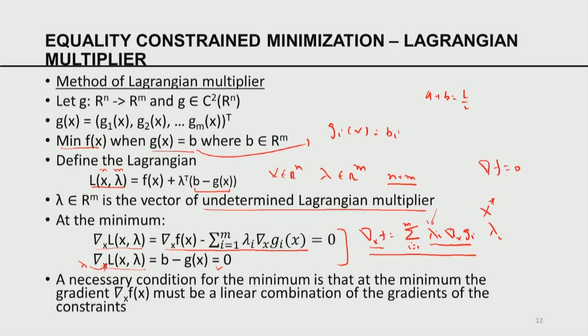So either you solve by constraint minimization by elimination, as we did in this simple example, which is feasible only for small dimensional problems. If the problem is large dimensional, the only recourse to solving an equality constraint minimization problem is the Lagrangian multiplier method. Lagrangian multiplier method, the Taylor series expansion. These are very fundamental tools in doing many things that we do in optimization theory.